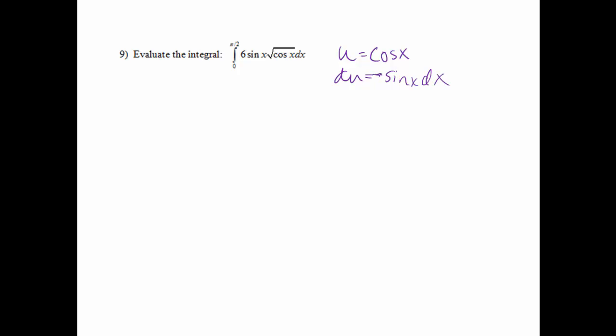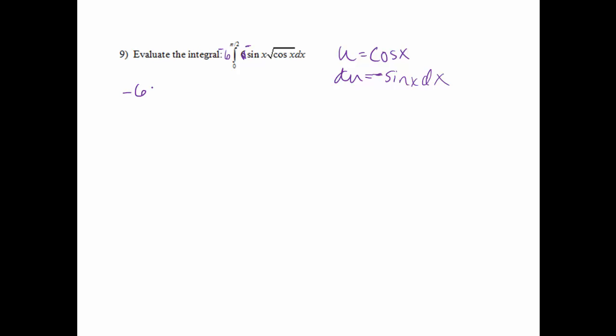Probably a couple things we could have done here. I think because 6 is a constant, I'm just going to bump it out front to start with so I don't have to worry about it. We could have done a different approach, which would have been fine as well. So du is negative sine x. I'm just missing the negative on the inside, so a negative will go on the outside.